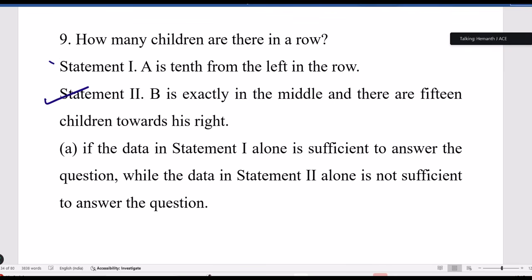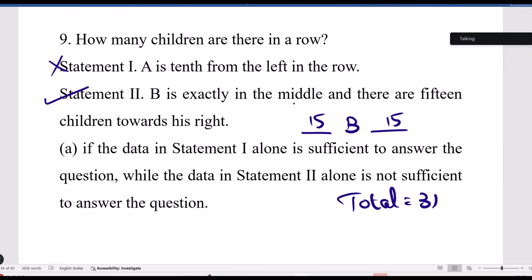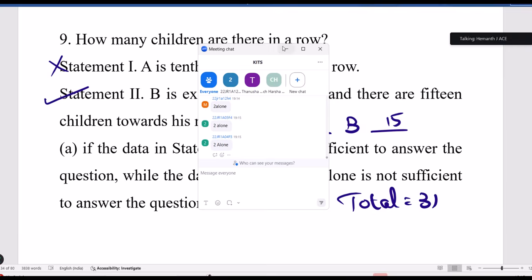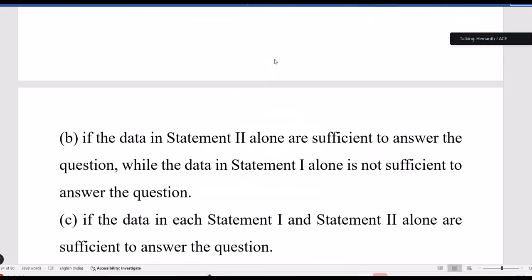Statement 2 alone is sufficient. Why, sir? B is the middle. There are 15 people towards his right, then left also 15. Total will be equal to 31. So it is decided that 2 alone is sufficient. 1 alone is not possible. Very good. 2 alone is sufficient, so option B here.